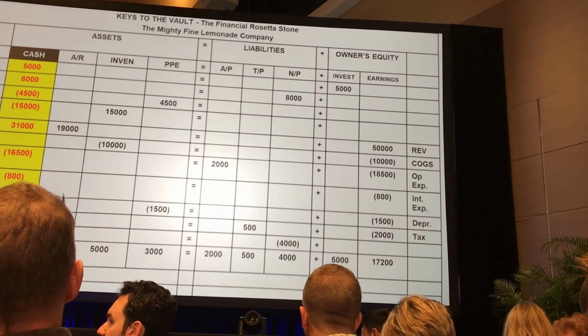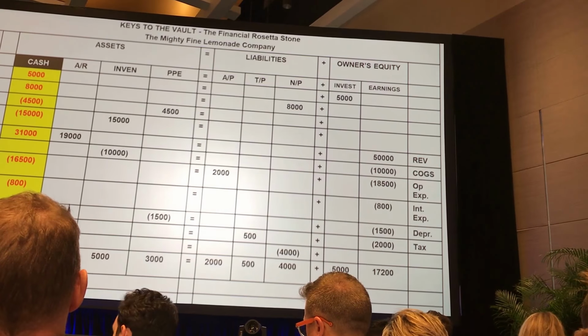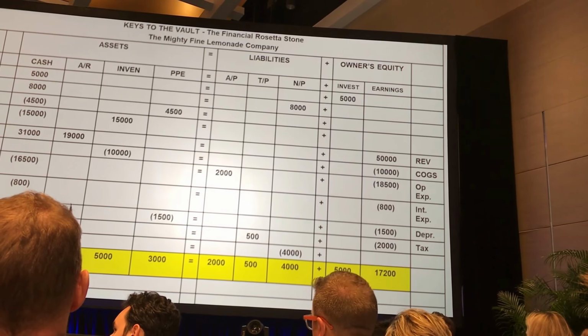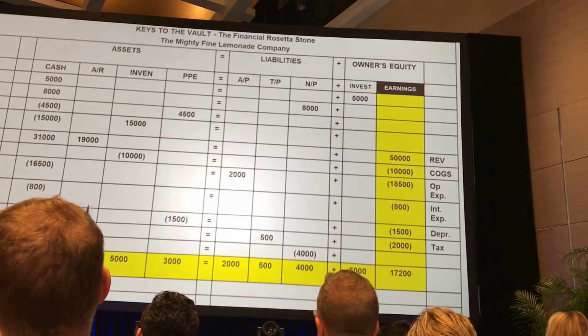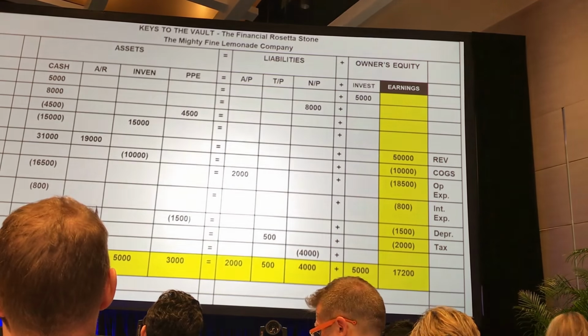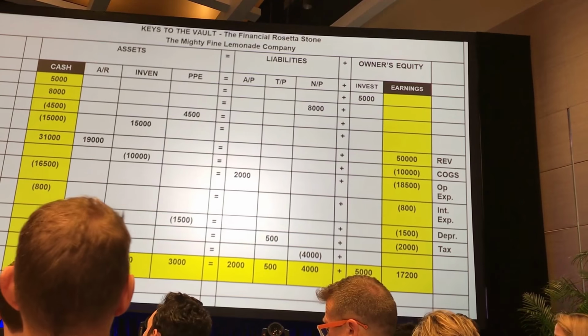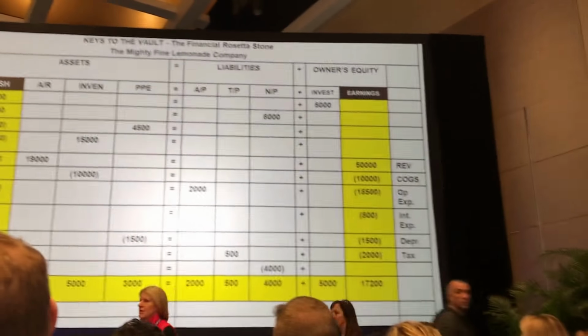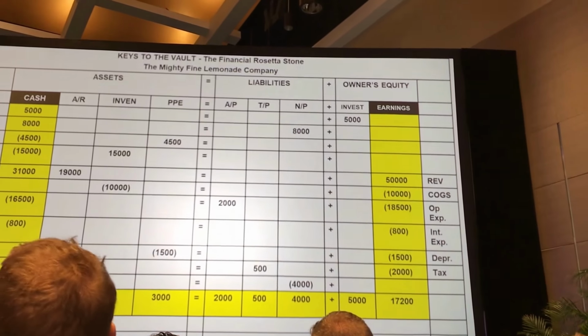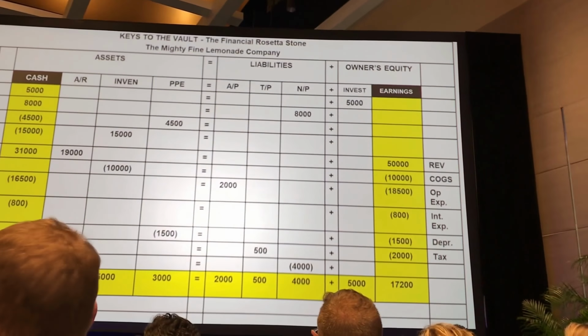Statement of cash flow on the left-hand side. So here we go. Watch this. Check this out. On one piece of paper, I have a balance sheet across the bottom, an income statement on the right-hand side, and a statement of cash flow on the left-hand side. On one piece of paper. Not three. On one.